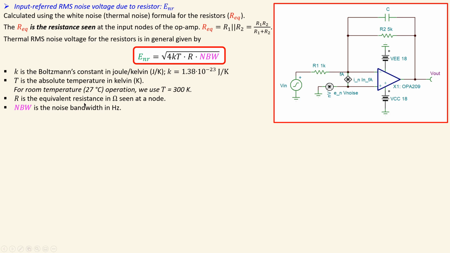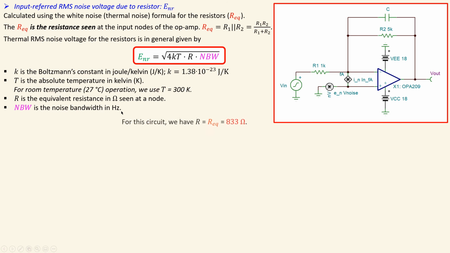The R is the equivalent resistance in ohms seen at the node. So at this node, we will see R1 and R2 in parallel. Of course, we have also some resistance here, but that's of course shorted to the ground, so that's 0. That's why we don't take that into account. We also have a noise bandwidth, and that will be also used here. That will be given in hertz.